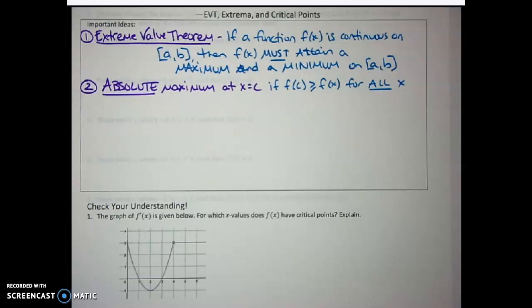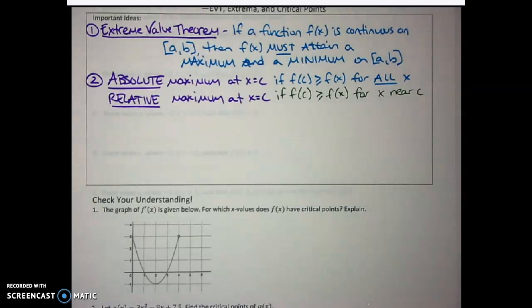There's an absolute maximum at x equals c if, when I plug in c, I get a bigger value than if I plug in any other value in that interval. So in other words, the highest y value that can come out of that function is at x equals c. That would be your absolute maximum. X equals c is a relative maximum if when you plug in c, it's bigger than all the values that are near it. So graphically, it's going to be a peak, bigger than any value near it, but not necessarily bigger than any value in the whole interval.